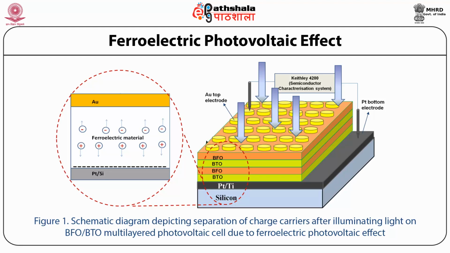So the platinum bottom electrode and gold top electrodes are used for the electrical characterization or connections. And then in the inset we can see that the charges are being separated and moved towards the two electrodes, giving rise to the electric field or voltage.